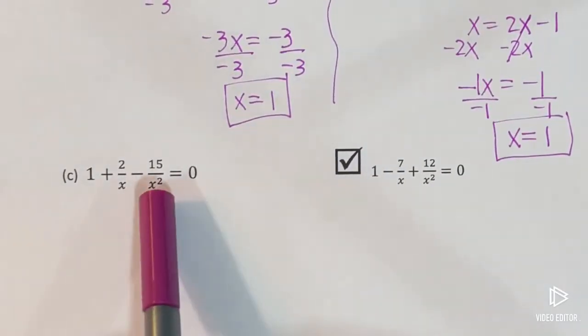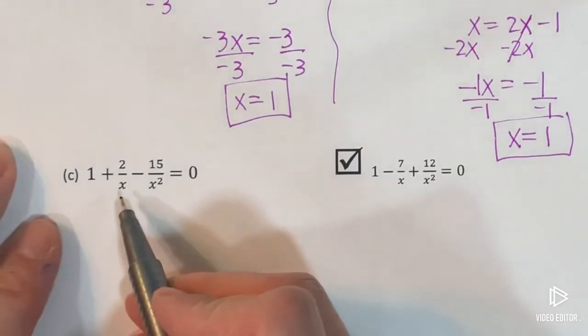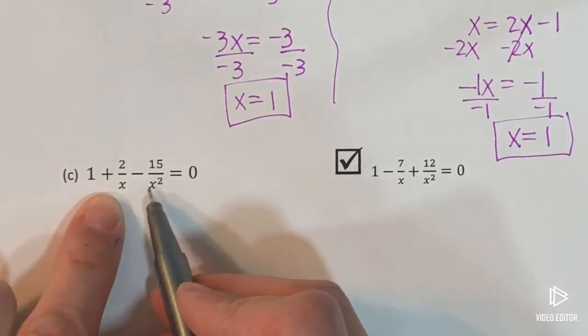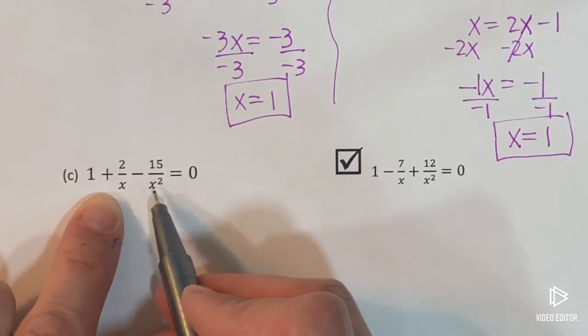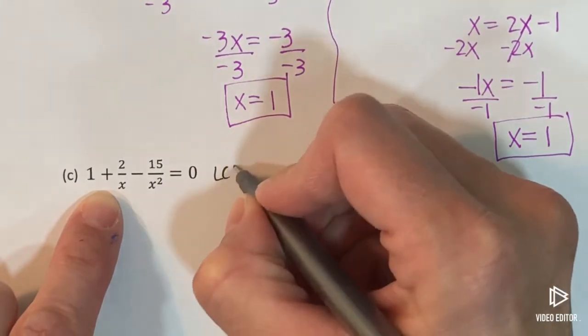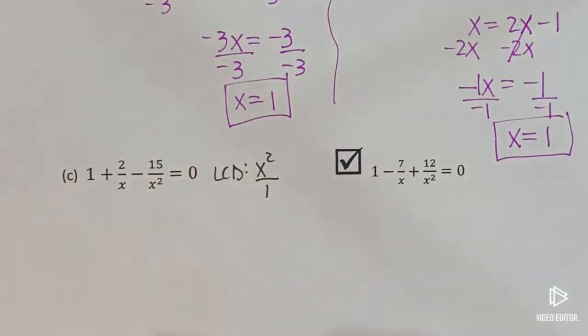I have in my denominator an x and an x squared. So this is like 1x and this is like 2x. So they both have 1x, but I have to multiply by something that's going to get rid of all my denominators. So my LCD here is going to be x squared over 1. If you have an x and an x squared, it'll always be the higher power.